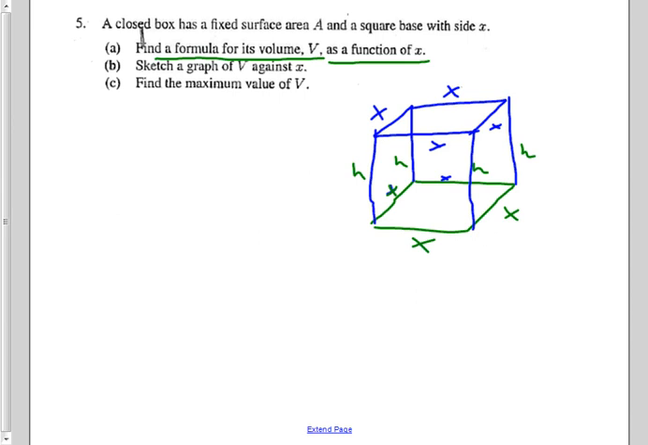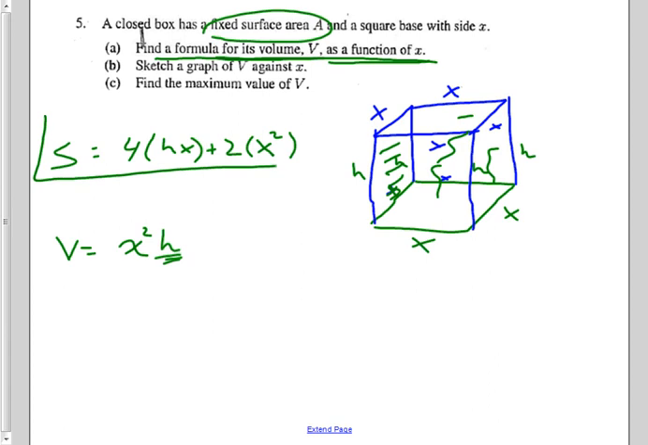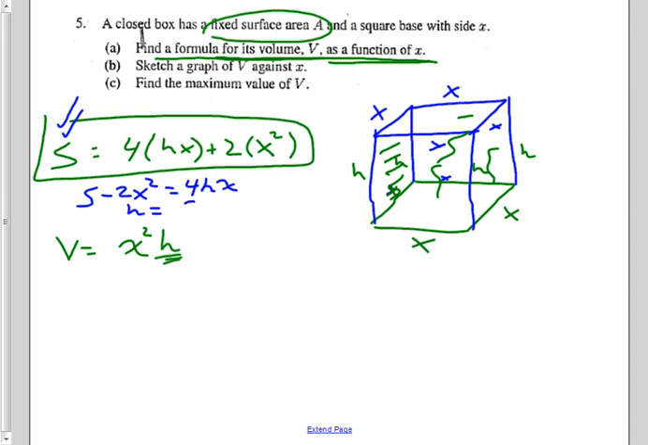So it has a fixed surface area. The surface area, there's 6 faces. There's 4 faces that have area hx plus 2 faces that have area x squared. We want to find a formula for its volume as a function of x. Well, we know that volume is going to be x squared h, so we need to get h in terms of x. So let's go to this surface area equation that we developed. And this is fixed, this is a constant, so we can treat it as s. So we know that s minus 2x squared equals 4hx. So h equals s minus 2x squared over 4x.